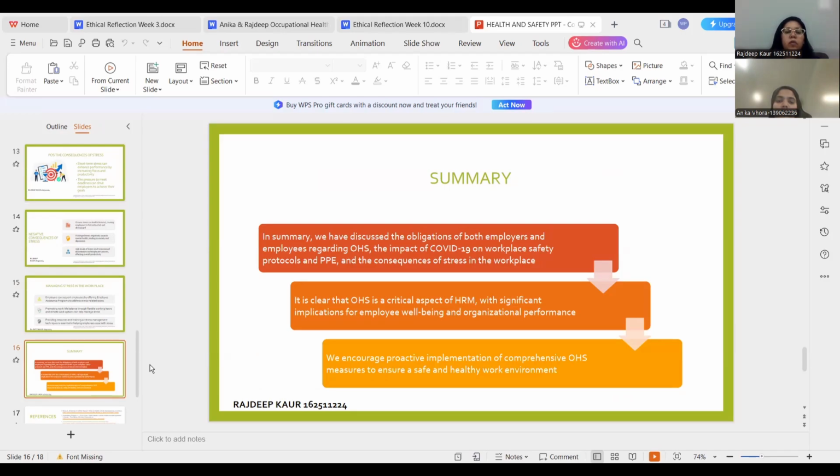And number two, it is clear that occupational health and safety is a critical aspect of human resource management with significant implications for employees' well-being and organizational performance. And lastly, we encourage the proactive implementation of comprehensive occupational health and safety measures to ensure a safe and healthy work environment. All these components that we discussed today are really important to have a proper channel of work organization and to provide complete safety to our employees, as employers have to safeguard their employees when they are working for somebody.